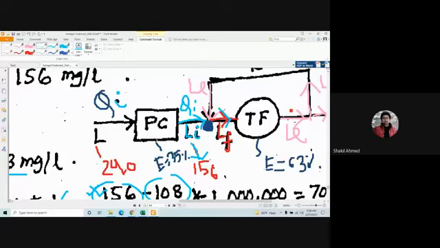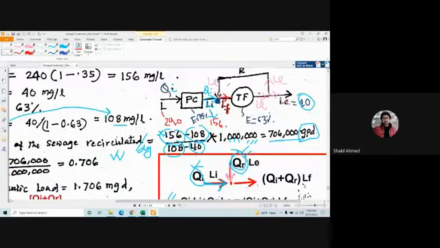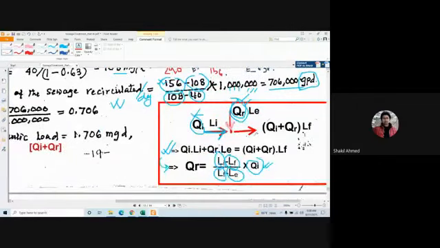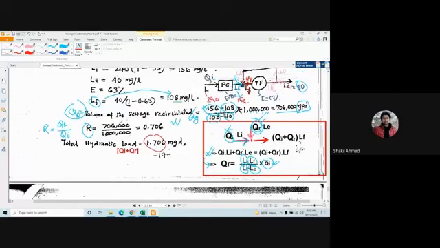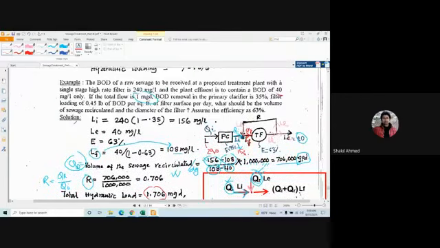This one is being applied finally, red one, right? So red one is what? Red one is actually QY. I just said this is QY. Y equals QI plus QR. So QI plus QR is 1.706 million gallon per day. Just sum it up. QI equals 1 million gallon and QR equals 0.706 million gallons. So 1 plus 0.706. Clear? Clear. Yes, sir.